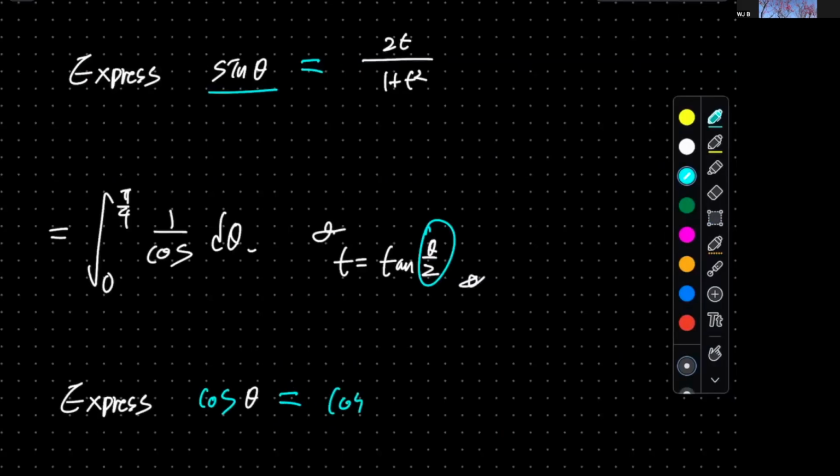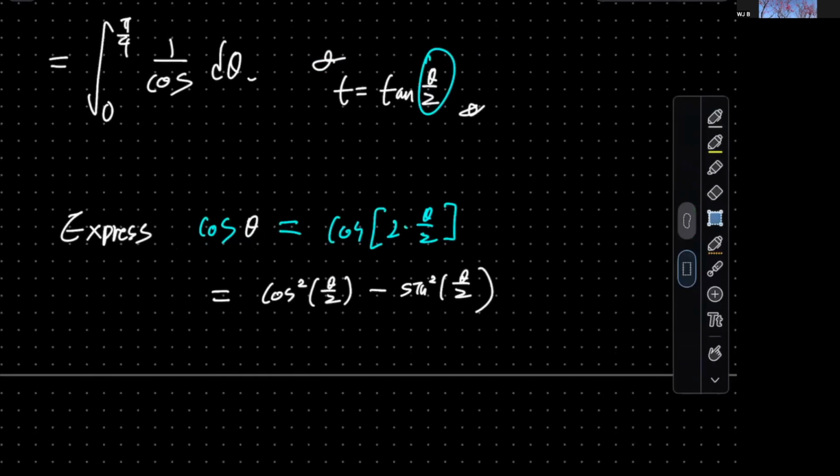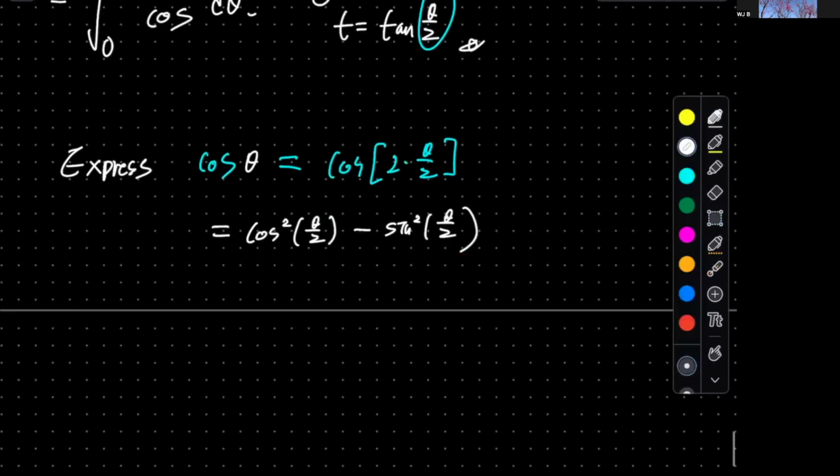So cosine 2 times theta over 2. And this time, maybe I'm going to use the double angle form of cosine squared theta over 2 minus sine squared theta over 2. That is great. And what do you want to do? I want to make sure to factorize these first two terms by the cosine squared theta over 2.